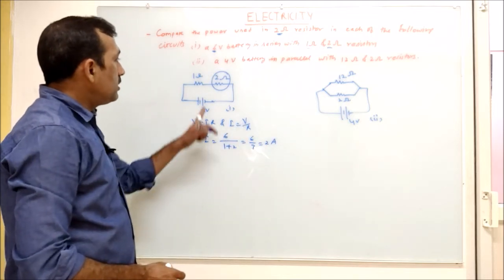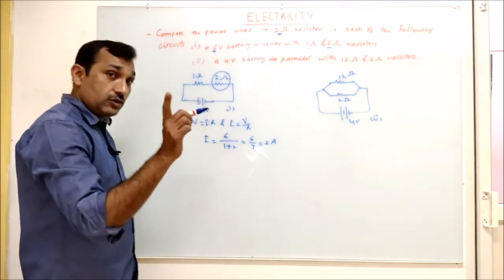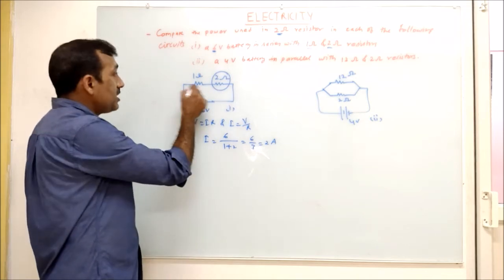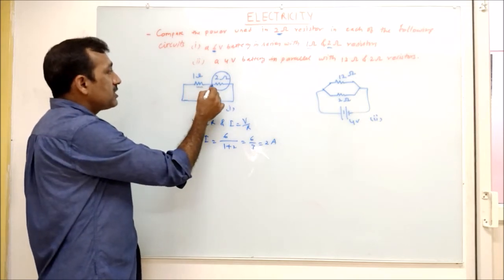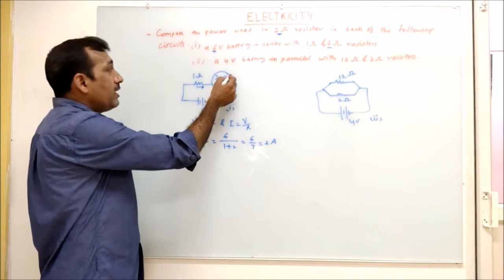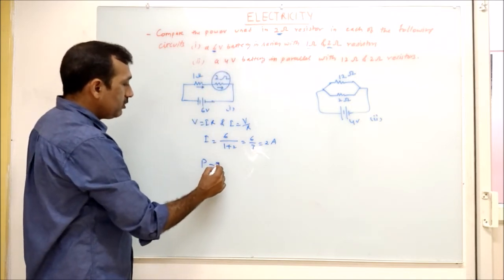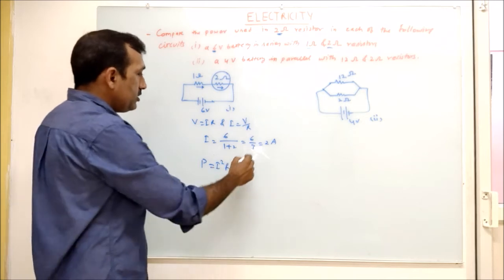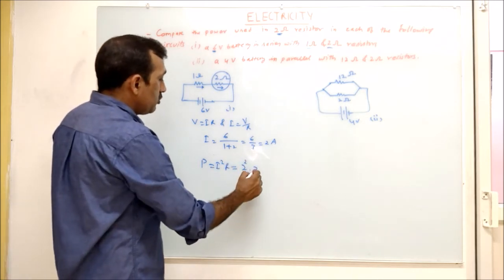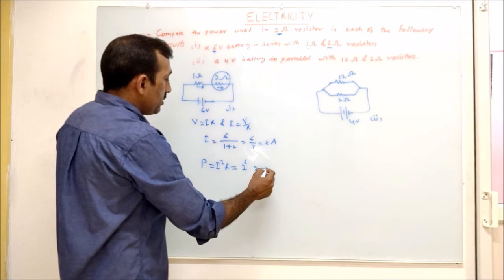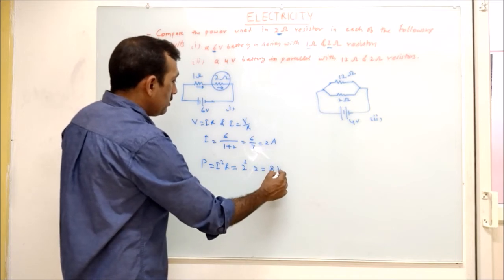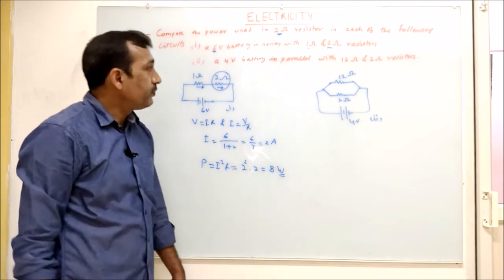So I know the current, I know the resistor. Don't take the combination, because the same current is flowing here, 2 ampere, and the same is flowing here, 2 ampere. So I am worried only about this one that is asked. So power P equal to I square R, 2 square, which resistor? 2 ohm. So this will become 2 raised to power 3, and 8 watts.